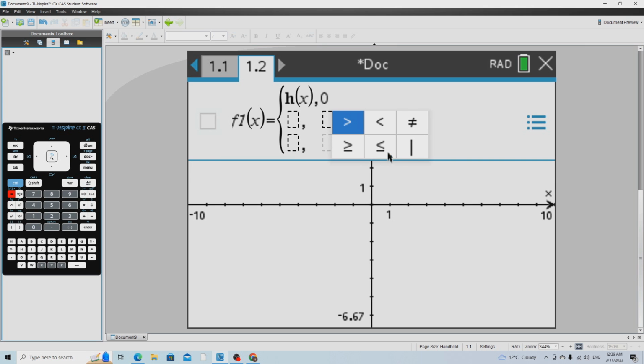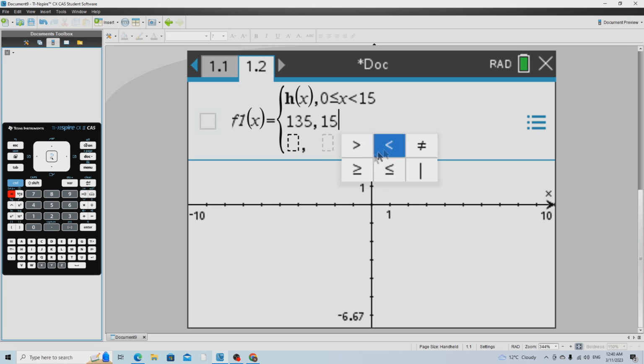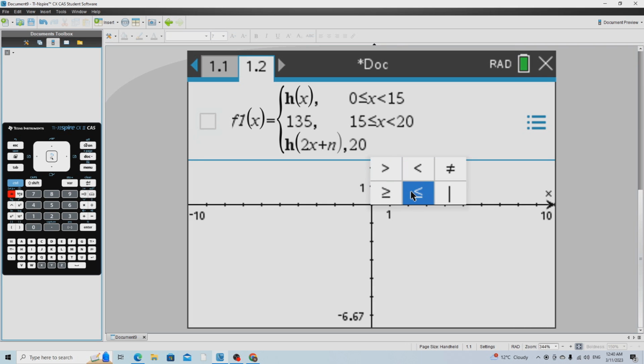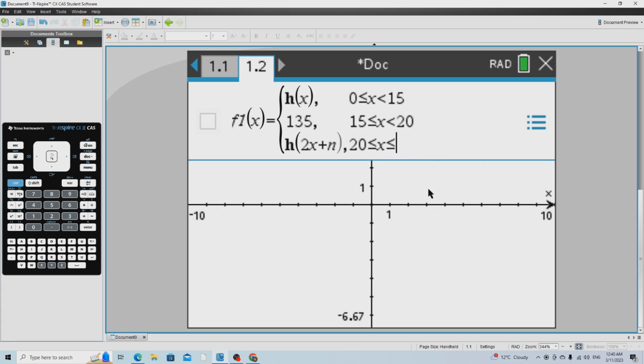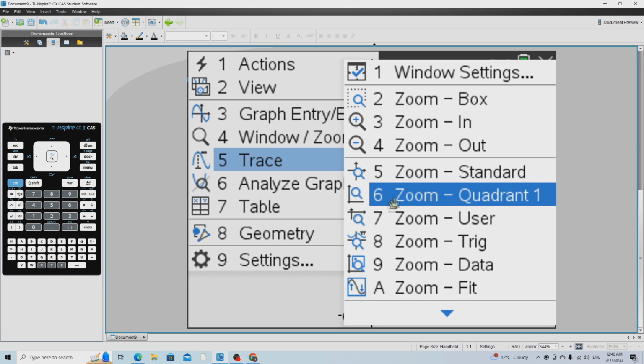This one over here is 0 ≤ x ≤ 15. K, which we got, was 135, for 15 ≤ x ≤ 20. This one over here is just h of 2t, or 2x, plus n. We'll call it n. Let's put in a variable n, for 20 ≤ x ≤ 27.5. Okay, we got this. Let's put a value for n, then go menu and zoom fit.